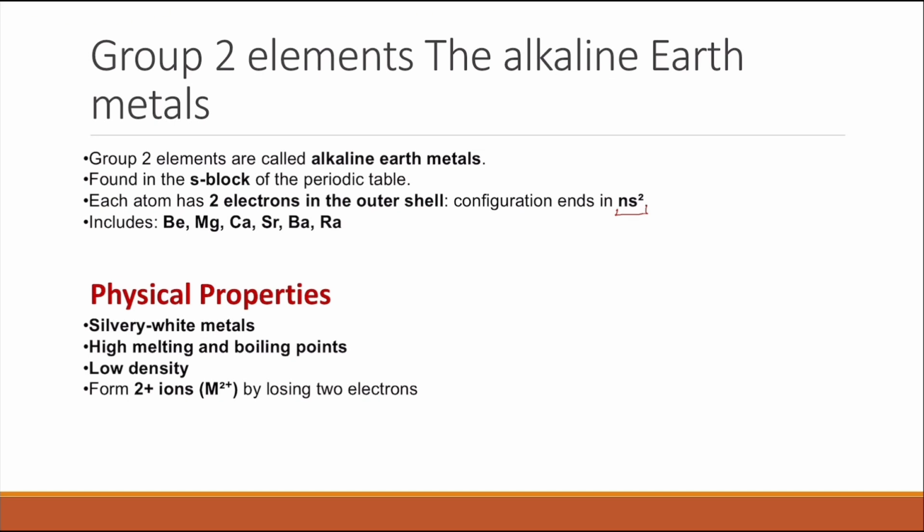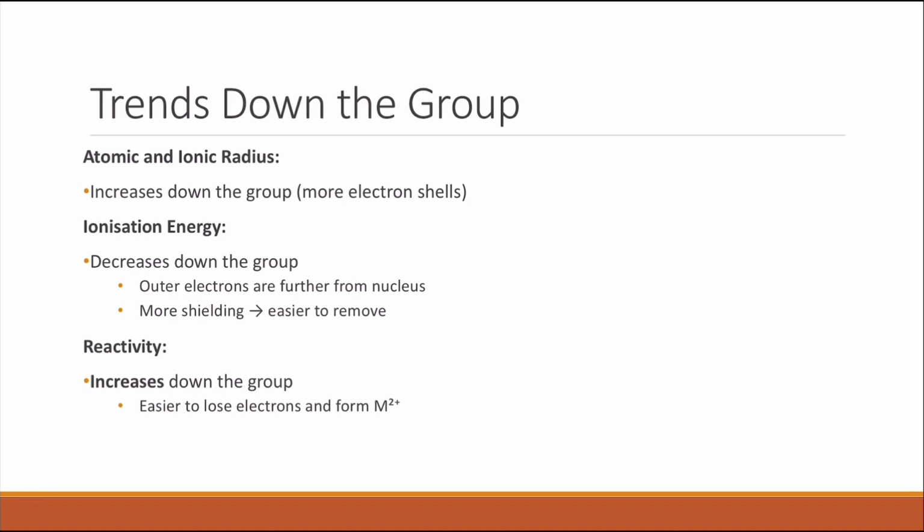The physical properties: they have high melting points and boiling points, of course, because they have metallic bonding. They have low density, and they all form 2+ ions. So let's look at the trends down the group. First of all, atomic and ionic radius will increase down the group because there are more electron shells. And then ionization energy will decrease down the group due to two factors.